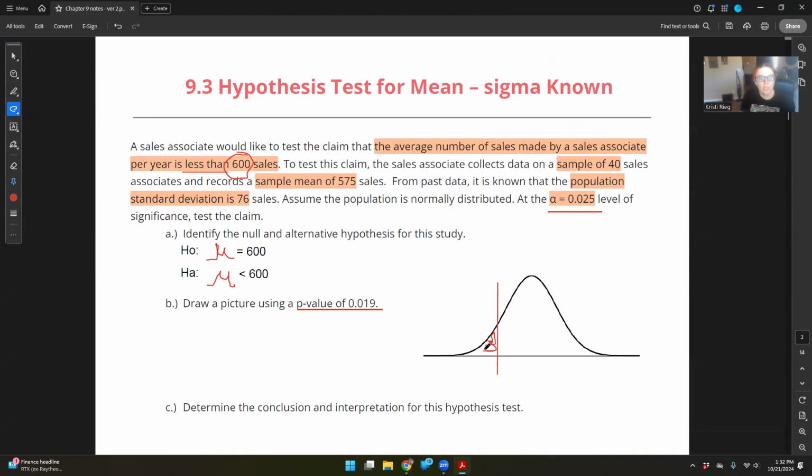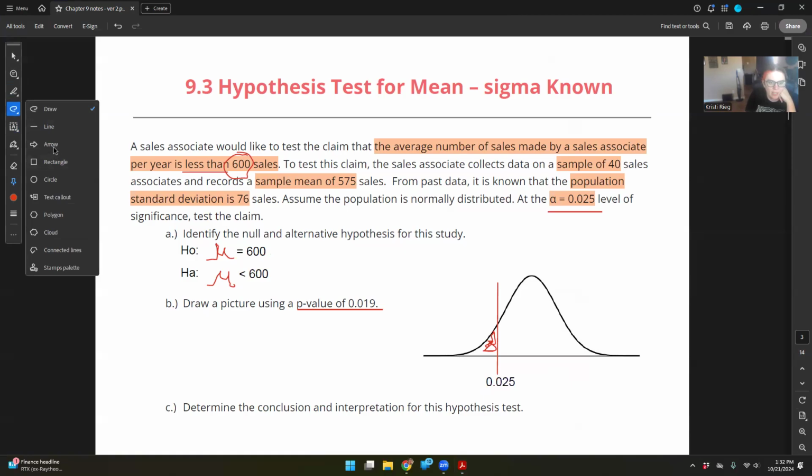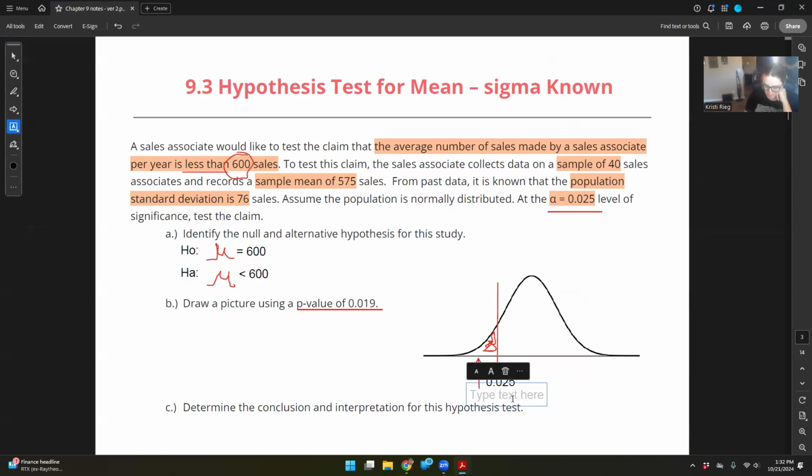So the line is drawn at our alpha. So this line is drawn at 0.025. Along here, we have our p-value, 0.019. So we have to figure out where that lands. 0.019 is somewhere to the left of 0.025, and therefore it lands in our reject region.